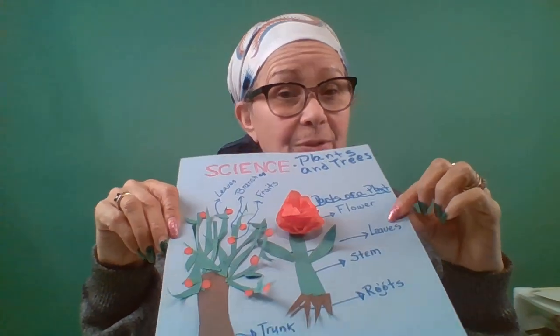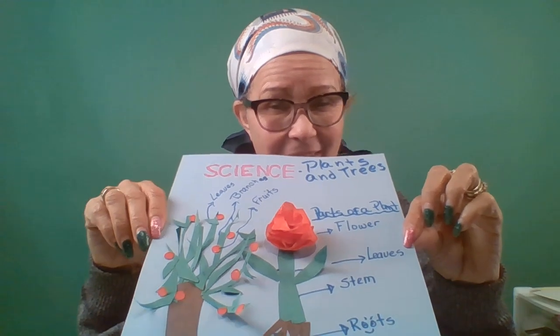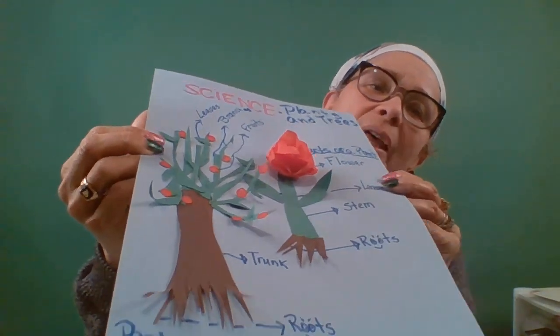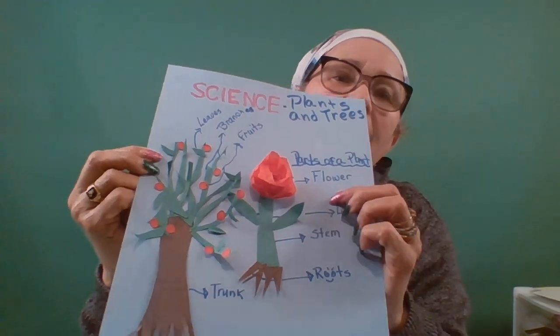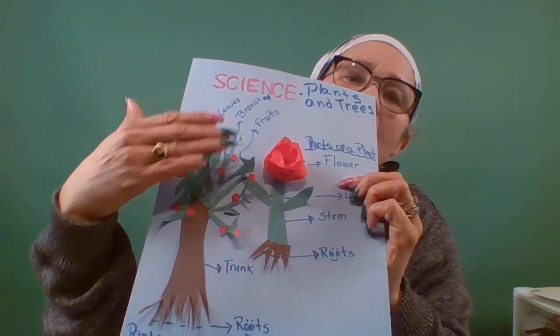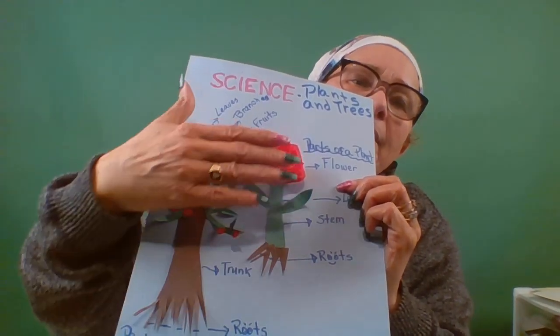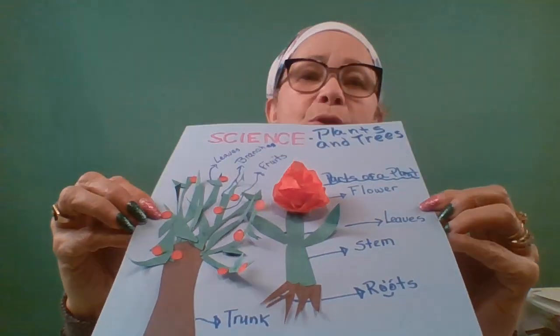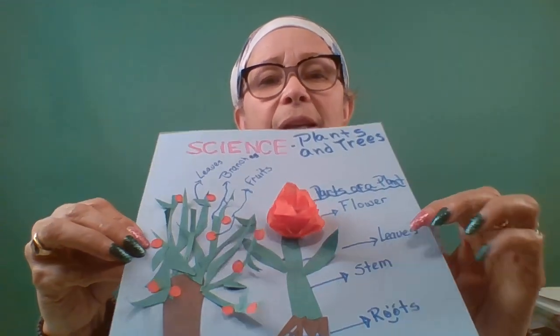Guess what, kiddos? Today we are going to continue learning about plants, okay? We are going to learn how to label a plant and how to label a tree, the parts of a tree and the parts of a plant, okay, kids? Also, you are going to learn how to make a 3D plant.